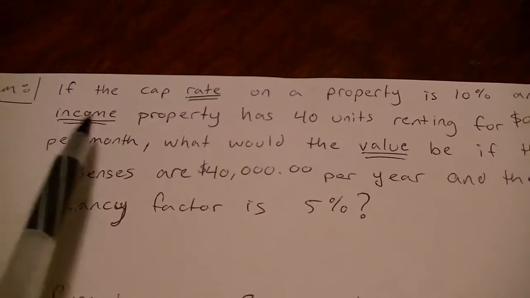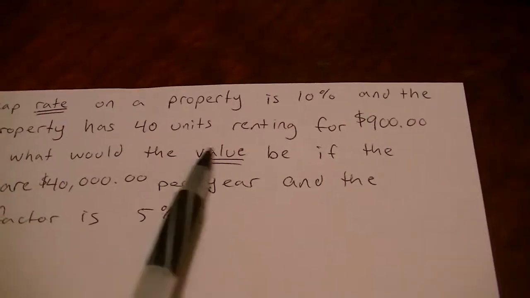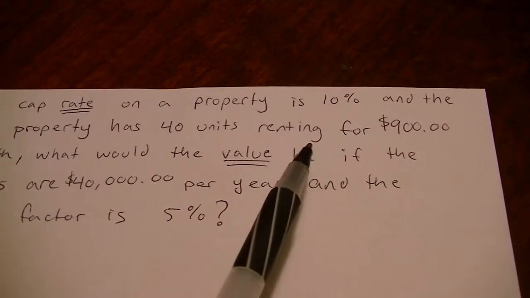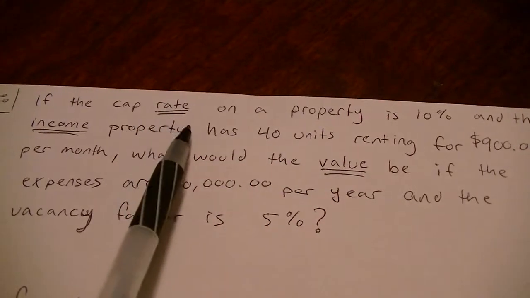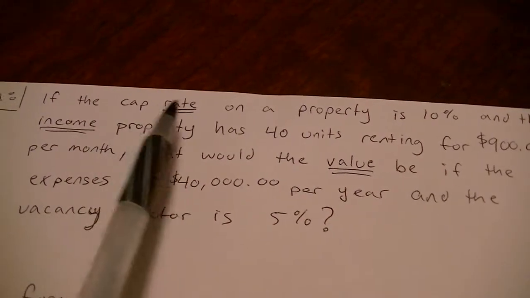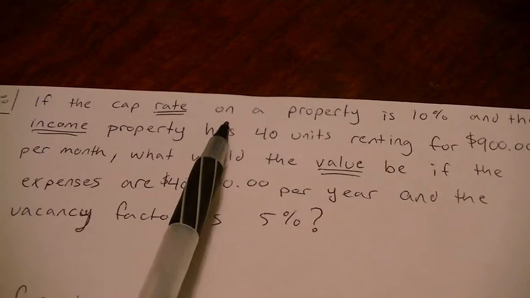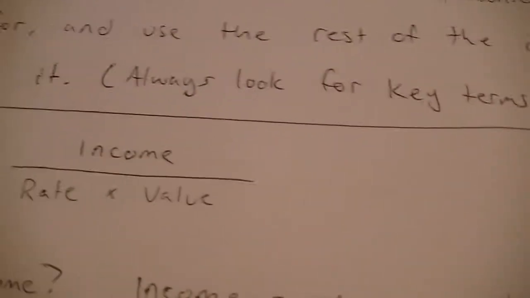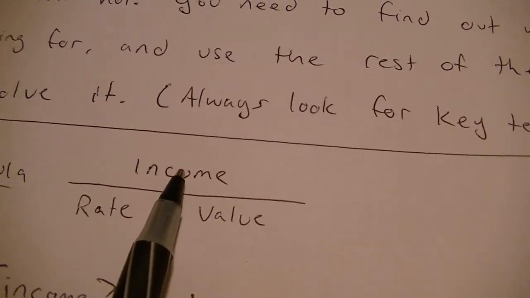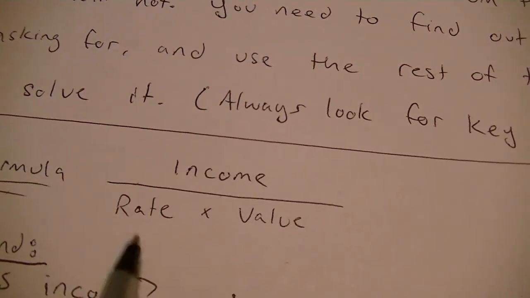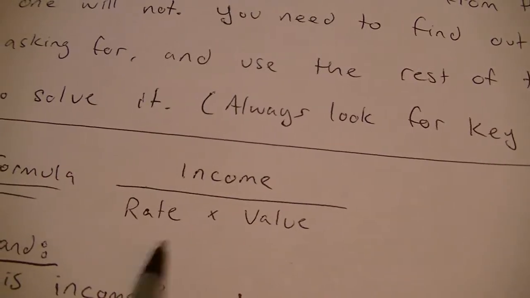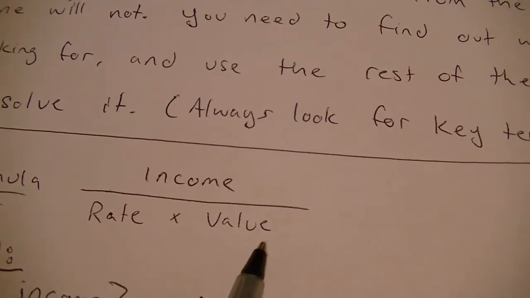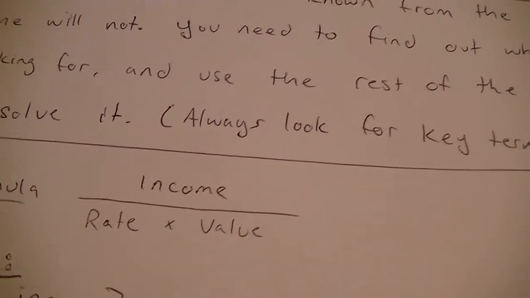So it says, if the cap rate on a property is 10%, okay, right there it gives you the rate. The rate is the cap rate, by the way. Okay, so on a property is 10%. So your first thing, your income, is not given yet. Your rate is given. You found out that's 10%. And you still have value and income that you're looking for.